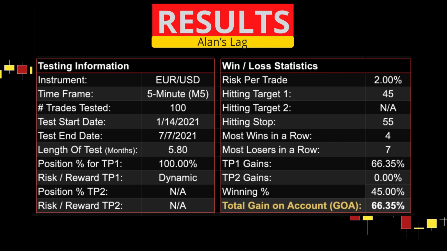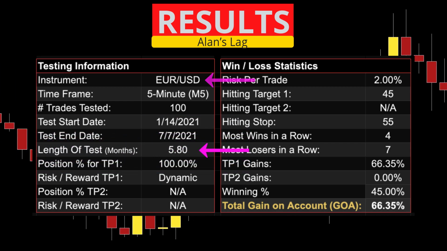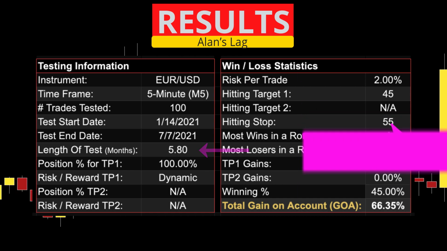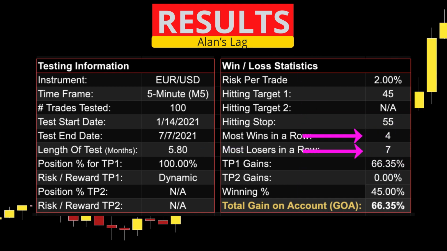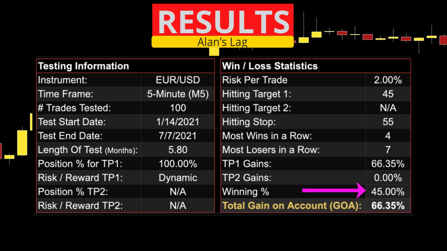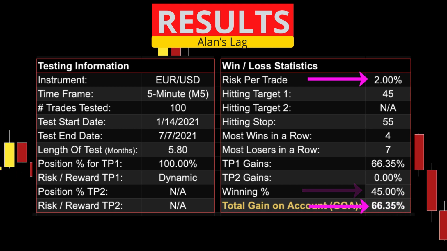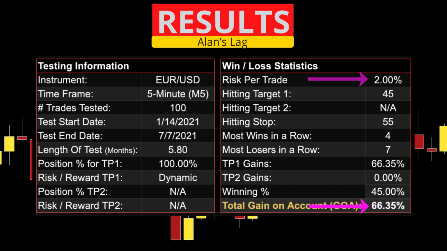This test was done on Euro versus the US dollar 5-minute candles. It took just short of half a year to find the 100 setups. This dataset provided 4 winners in a row and 7 consecutive losing trades, which is fine for a dynamic take profit strategy. The winning percentage was underwater at 45%, but the gain on account, risking 2% per trade, would have been an extremely healthy 66%.